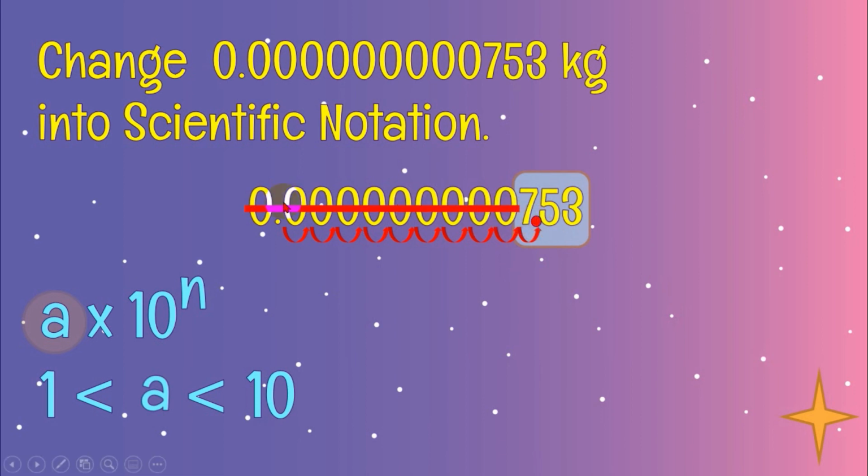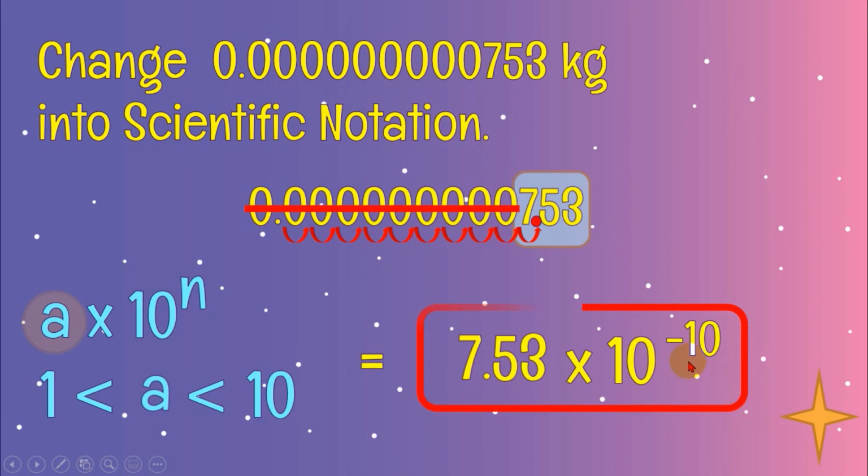Okay, then disregard the zeros to the left. After disregarding, what you're going to do next is, of course, write our number in scientific notation. Get 7.53. That is the same number. Then, copy the times 10 there. And then, write your exponent. What will be your exponent? Your exponent depends upon how many times you moved the decimal point. So, that is negative 10. And again, why negative? It's because the given number that we have is a decimal number. So, that is why our exponent will be negative. And that is your final answer.